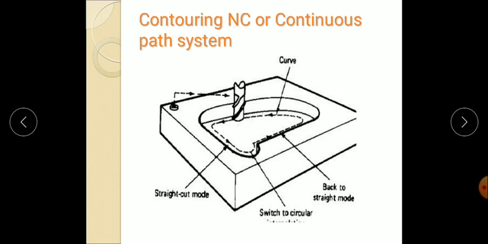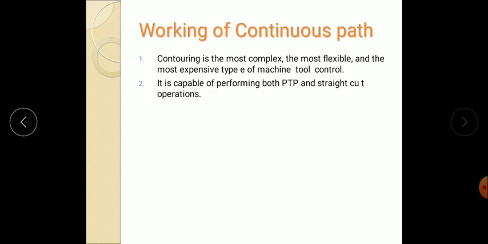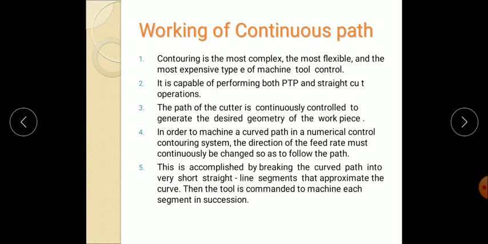This is accomplished by breaking the curved path into very short straight line segments that approximate the curve, and the tool is commanded to machine each segment in succession. So each path is broken down so that the tool moves along the curved positions, that is, it is split up so that the tool is guided in straight lines. So this is the contouring NC or continuous path system explanation. Next is the working which we have discussed in the working of continuous path.